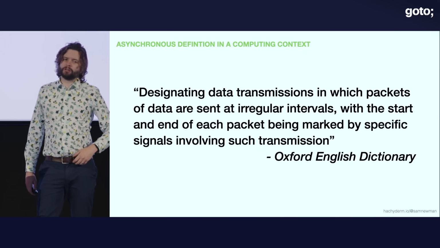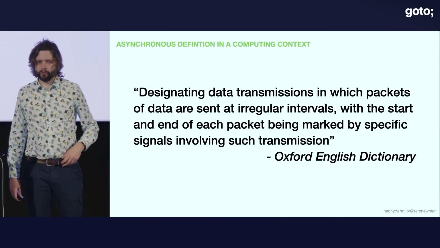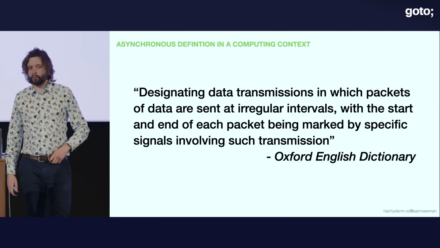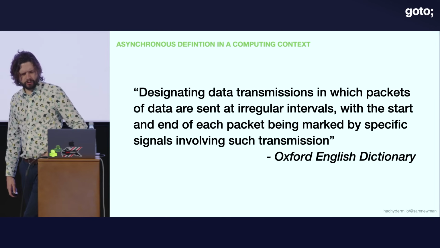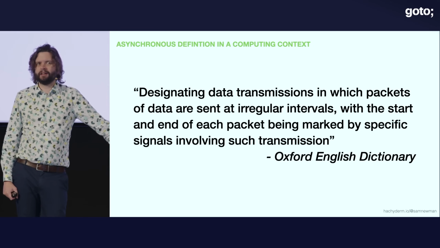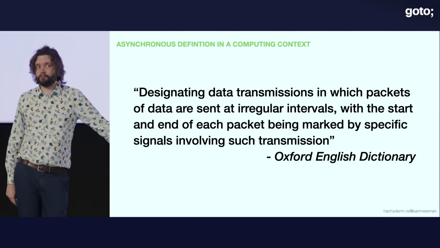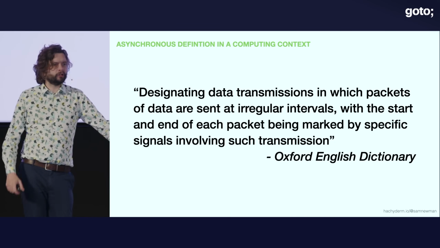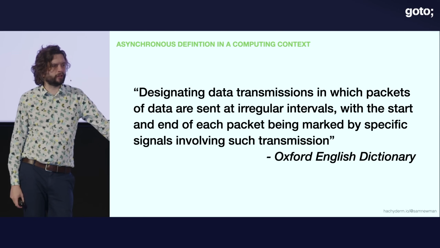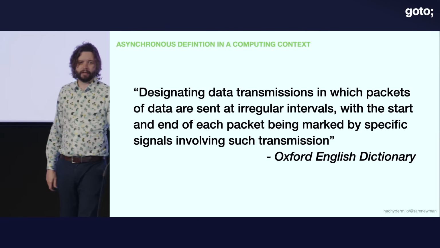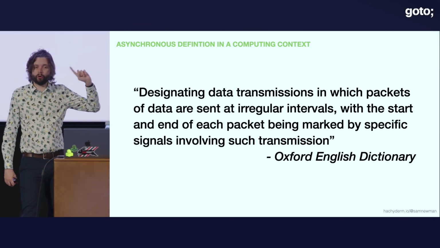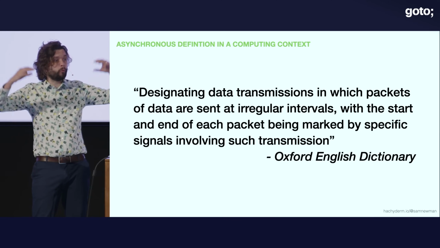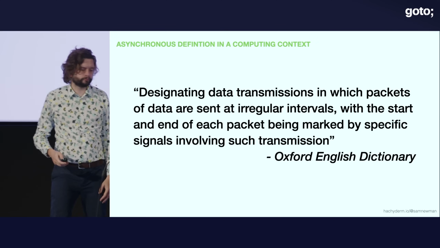Designating data transmission in which packets of data are sent at irregular intervals, with the start and end of each packet being marked by specific signals involving such transmission. I don't know what that means. It's probably got to do with the design of sort of network protocols, right? I'd imagine that means a lot to you if you know the ins and outs of things like QUIC and designing your own low-level networking protocols on raw sockets and UDP and everything else. But although this is still talking about communication, it's talking about it in a different context to where we talk about communication.